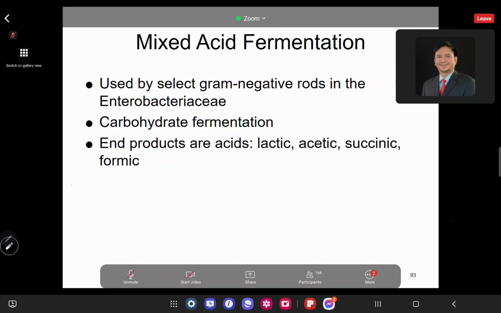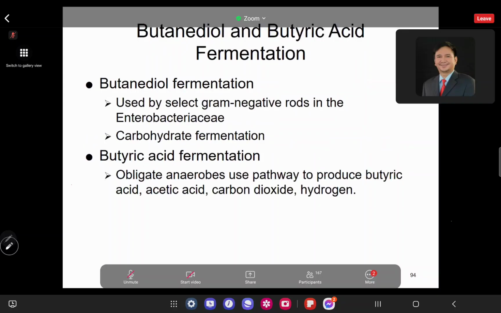Look at lactic acid. It's almost like a common denominator. Acetic acid, succinic acid, and your formic acid. Common in pathogenic bacteria like Escherichia coli and Shigella. Produces acidic byproducts, aiding in colonization and pathogenesis in the human host. Diagnostically significant in identifying Enterobacteriaceae members through biochemical testing, such as your methyl red testing. And then we have your butanediol and butyric acid fermentation.